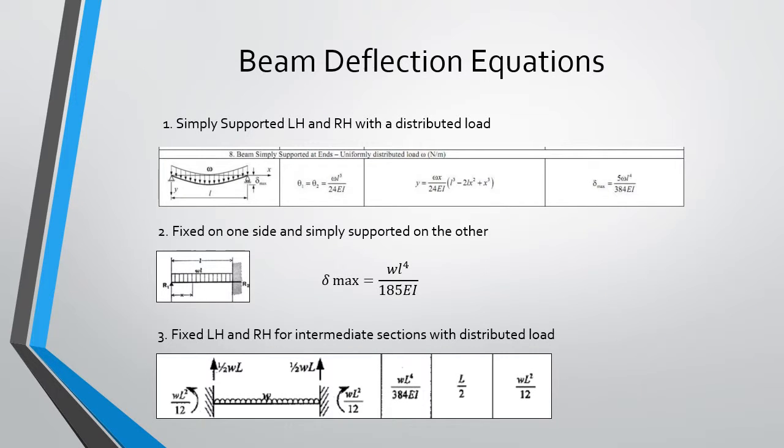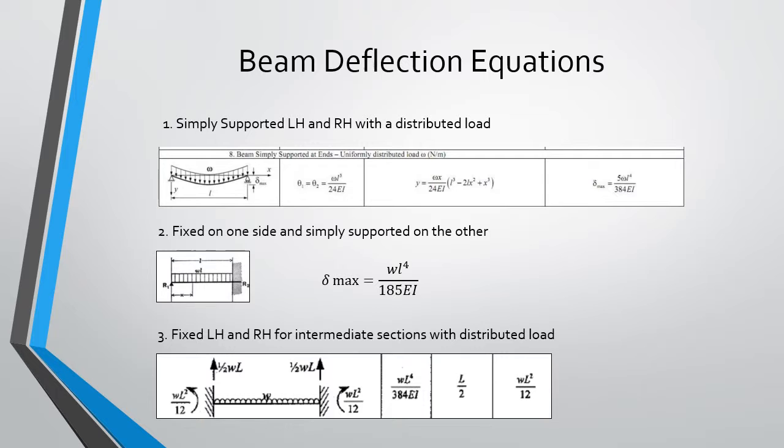The first beam deflection equation is for simply supported left hand and right hand side with a distributed load. This is used in the case where you don't have any datums supporting in the middle of the beam. And this check has to be done just to make sure that your beam actually needs some datums in the middle.